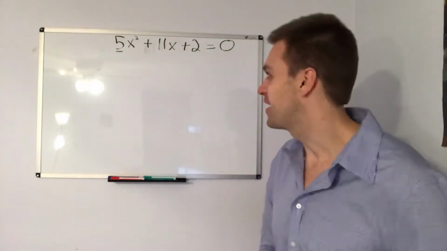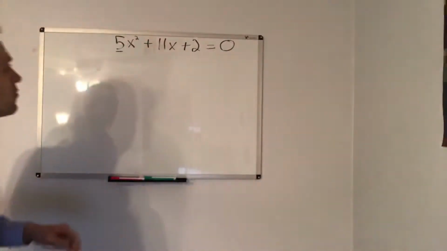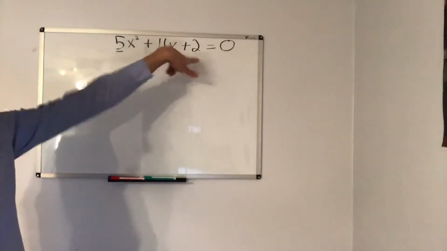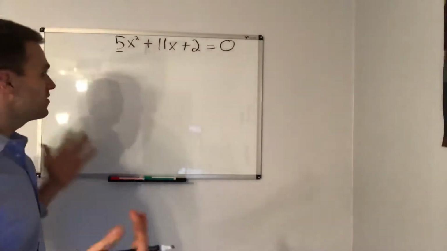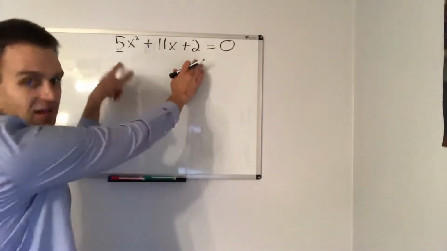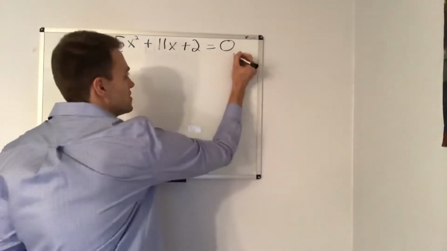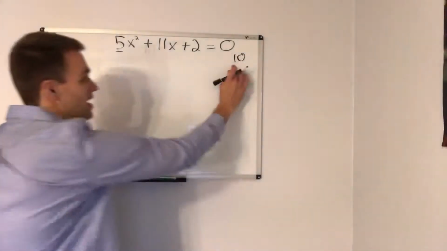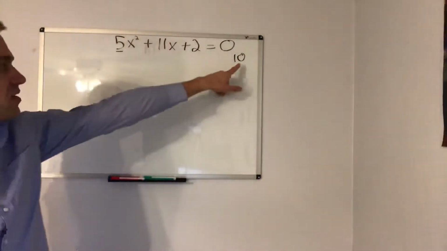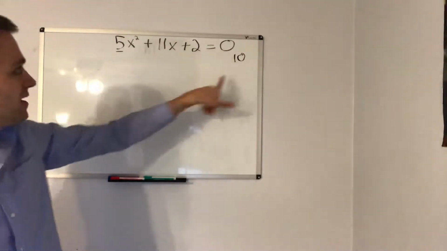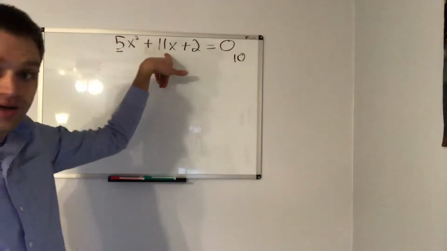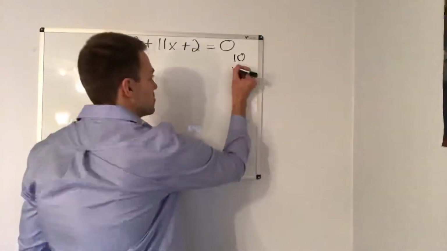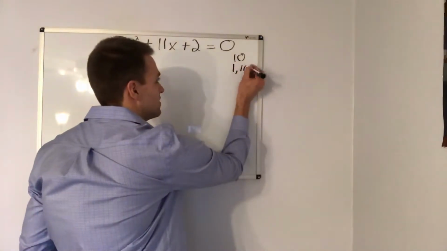All right, so let's go ahead and get after it. The first thing we need to do is multiply and find AC. Well, what are A and C? Just the first and last numbers. So in this case, 5 times 2 is, of course, 10. Then we need to find two numbers that multiply to 10 and add up to 11. So in this case, of course, we're going to have 1 and 10.